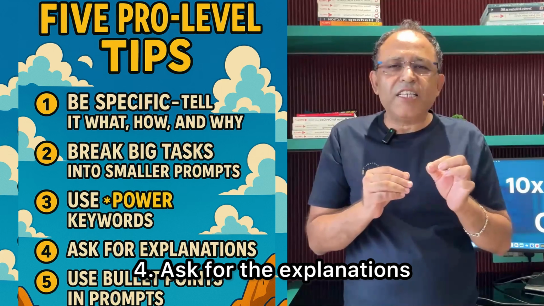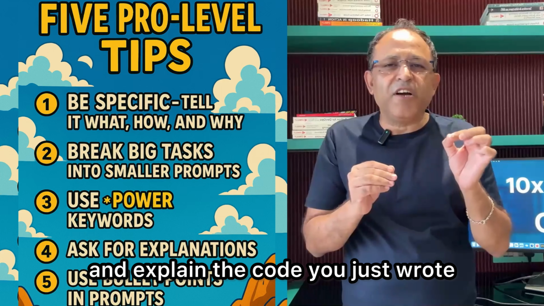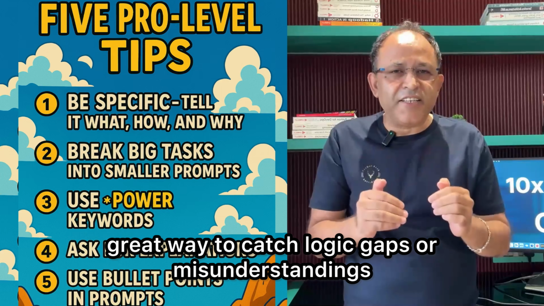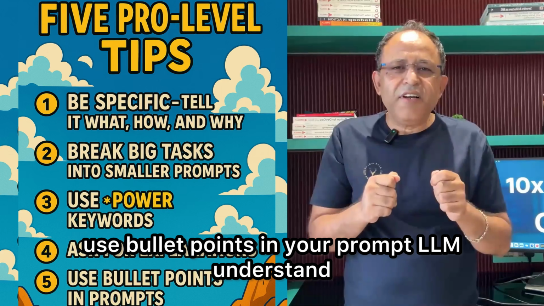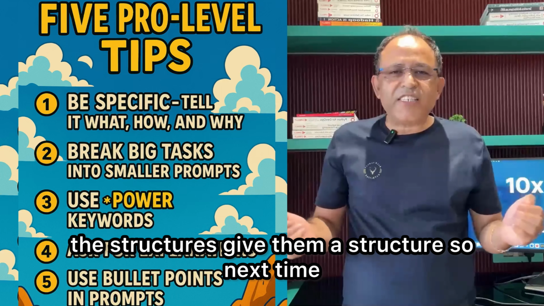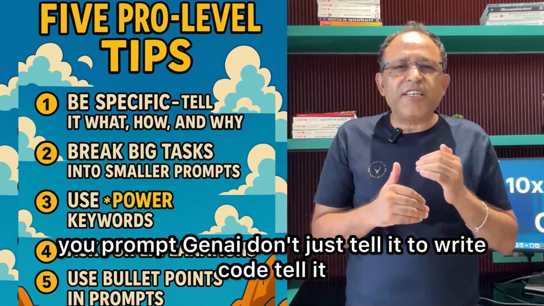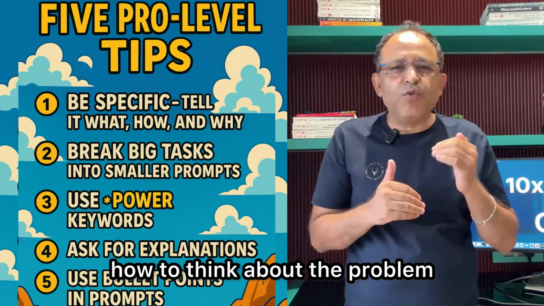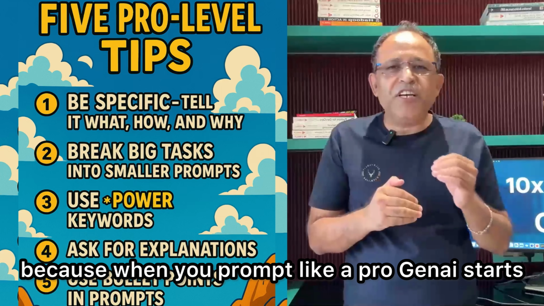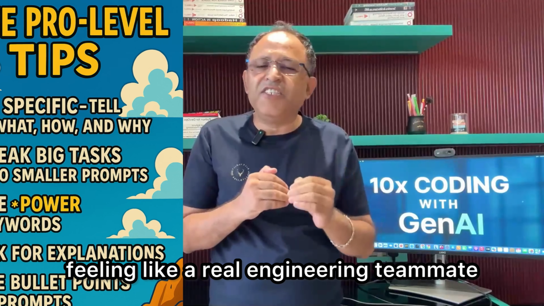Tip 4: ask for explanations. Explain the code you just wrote. Great way to catch logic gaps or misunderstandings. Tip 5: use bullet points in your prompt. LLMs understand structure, so give them a structure. So next time you prompt GenAI, don't just tell it to write code. Tell it how to think about the problem. Because when you prompt like a pro, GenAI starts feeling like a real engineering teammate.